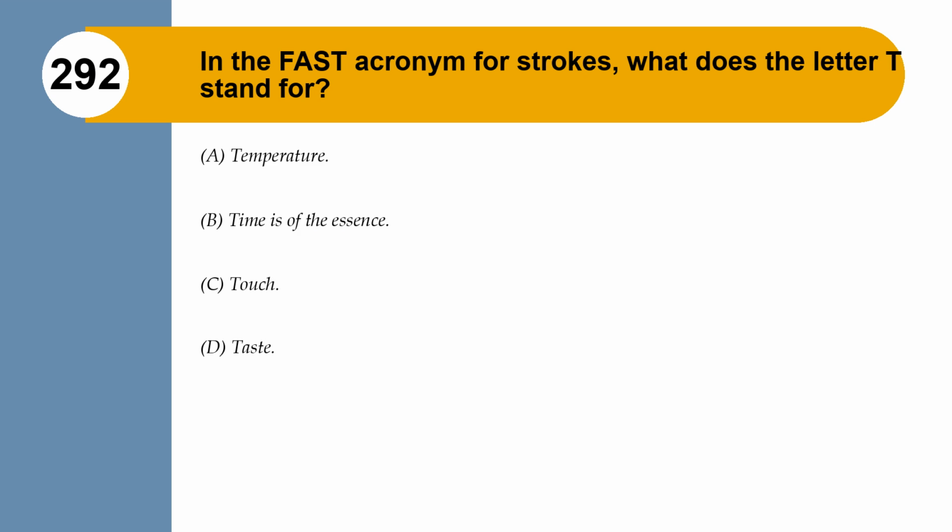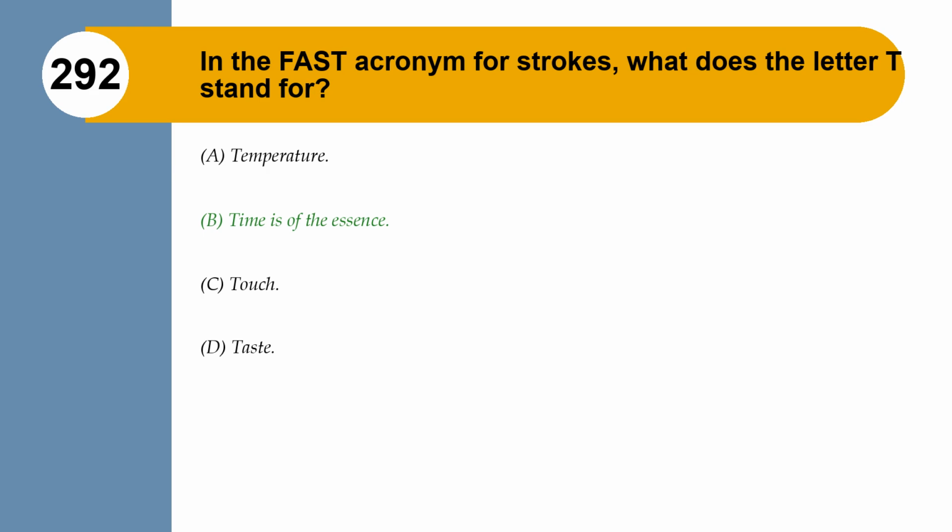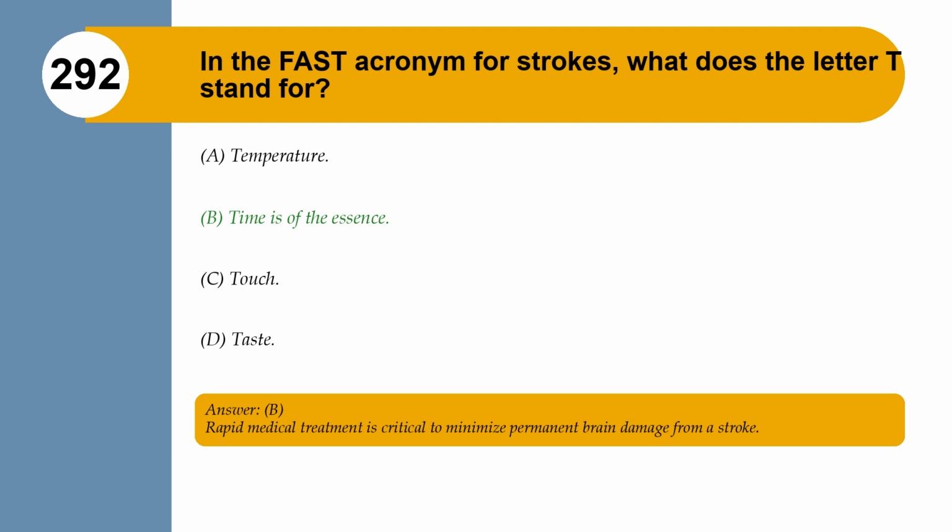Question 292. In the FAST acronym for strokes, what does the letter T stand for? Option A, temperature. Option B, time is of the essence. Option C, touch. Option D, taste. The correct answer is option B, time is of the essence. Explanation. Rapid medical treatment is critical to minimize permanent brain damage from a stroke.